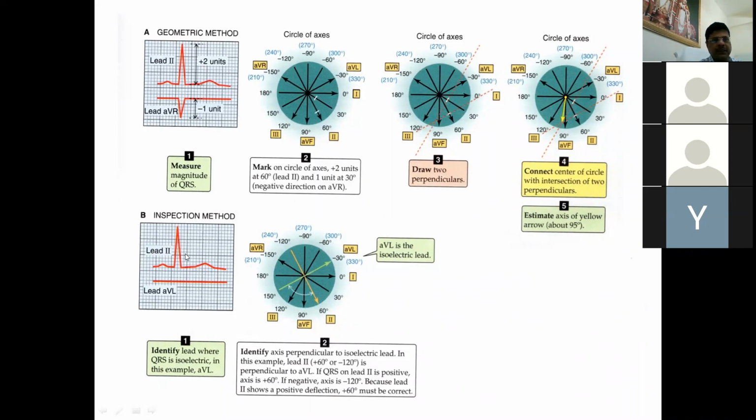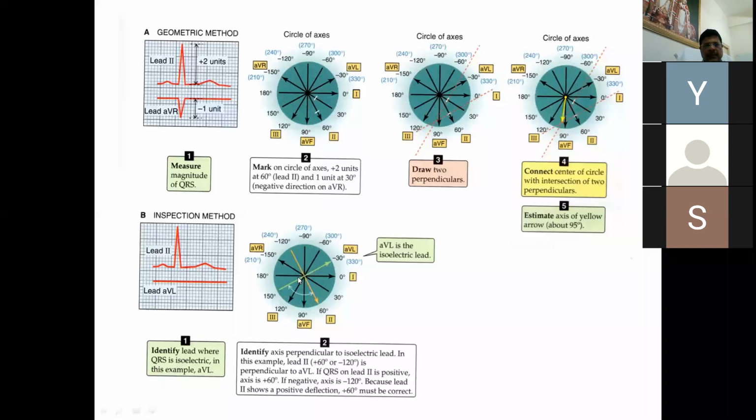Okay, so the inspection method is: you identify the lead where the QRS is isoelectric. In this example, it is AVL. So in the ECG which they recorded, the QRS complex is isoelectric in AVL, and you take lead 2. So lead 2 is perpendicular. See, the R wave is perpendicular to this isoelectric line.